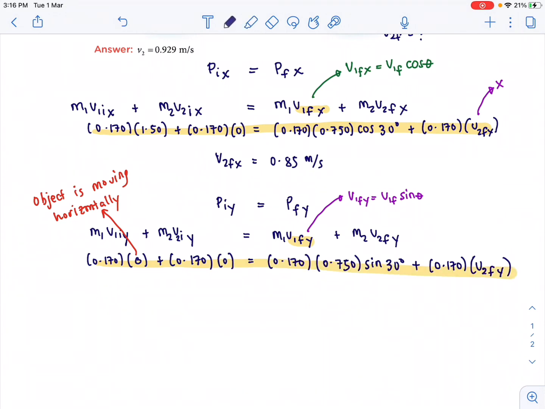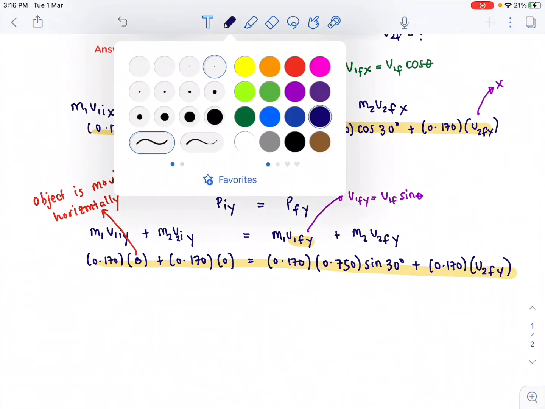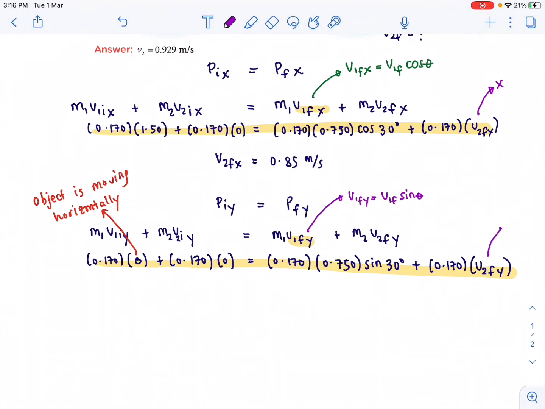You just have to solve for the unknown, and in this case our unknown is V2Fy, so we could set this as our x in your calculators. Plugging those values in, you should be able to obtain that V2Fy is equal to negative 0.375 meters per second.